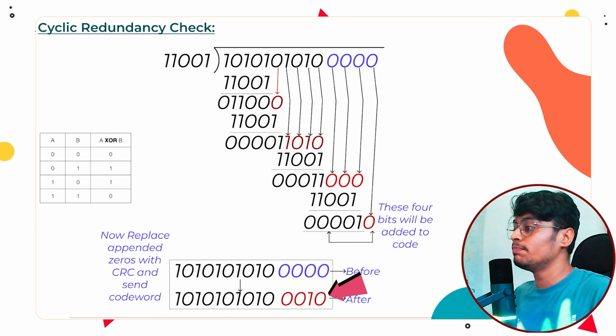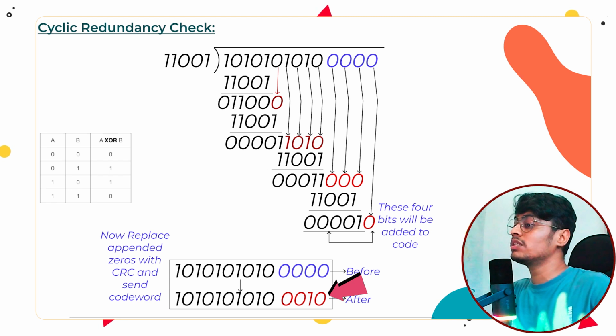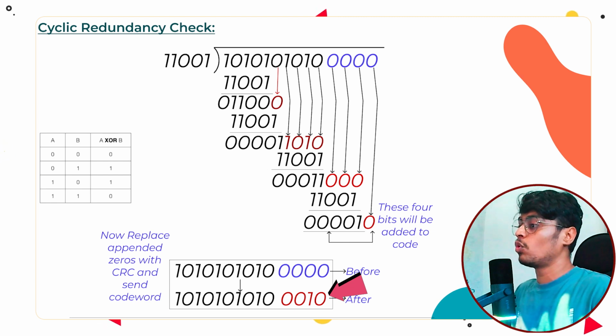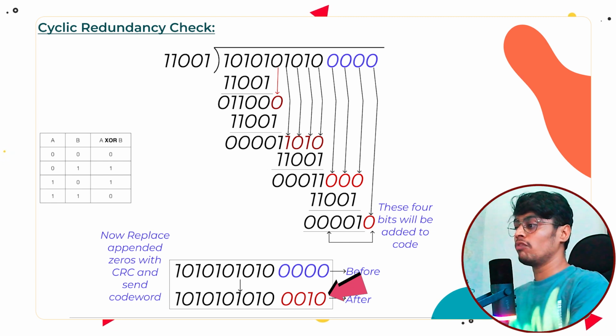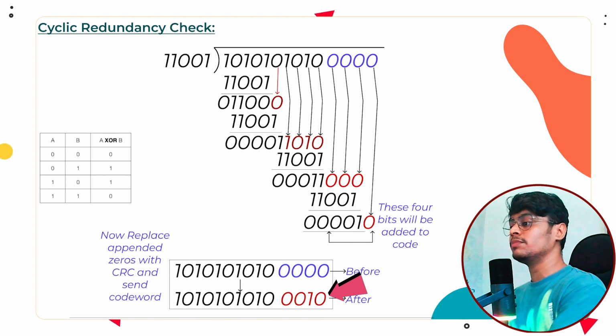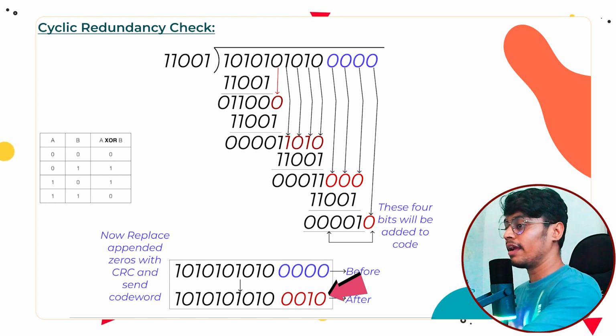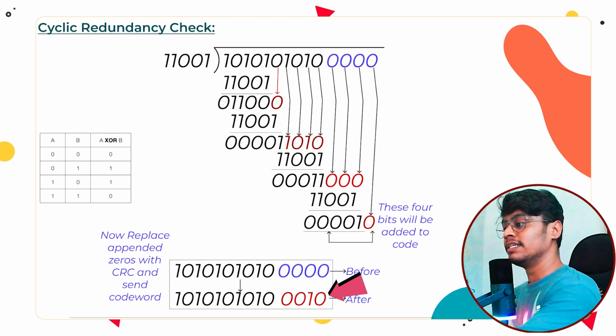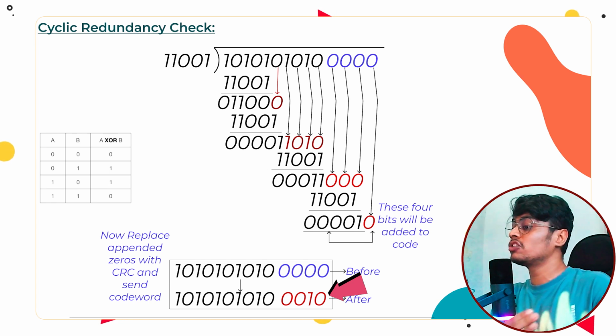When we send these 14 bits, if they reach the receiver as they are, then the receiver will use the same fundamental. The receiver will divide the whole thing with the same divisor. After solving this, if the entire remainder becomes 0, this means that no error has occurred on the way. All the bits are as they were. This is the simple fundamentals of CRC.